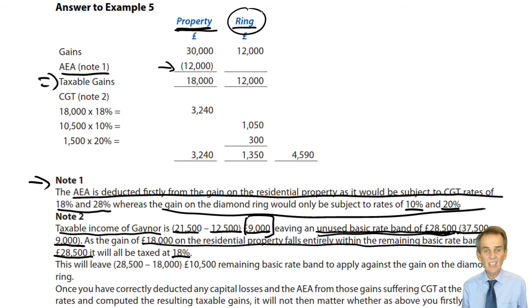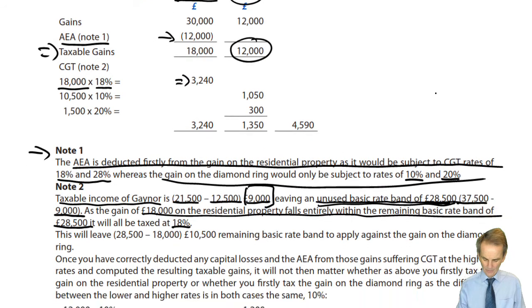And we then just proceeded, I would imagine that you probably did this as well, to tax the gain on the property first. That was 18,000. It's in the basic rate band, which on residential property is 18%, which hopefully will equal that figure. We then have the gain on the ring of £12,000 to tax.